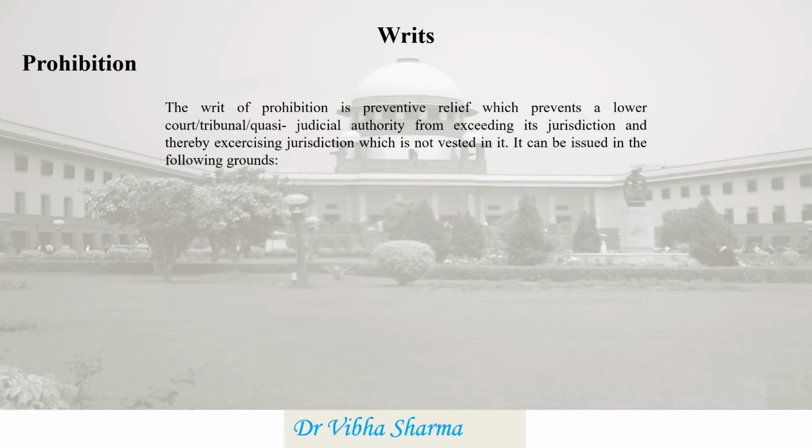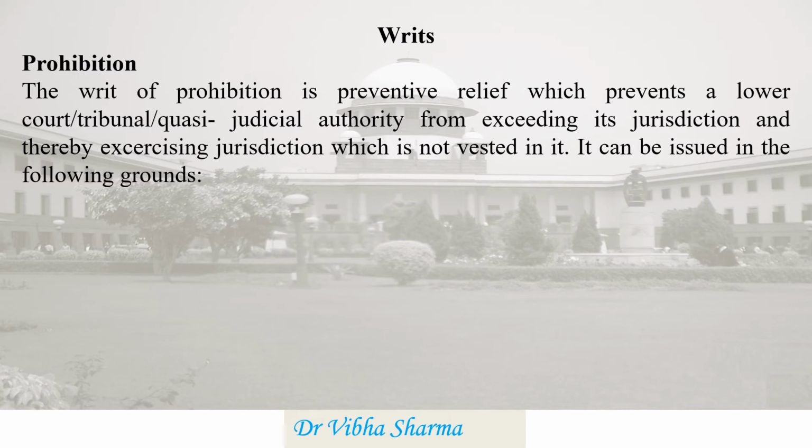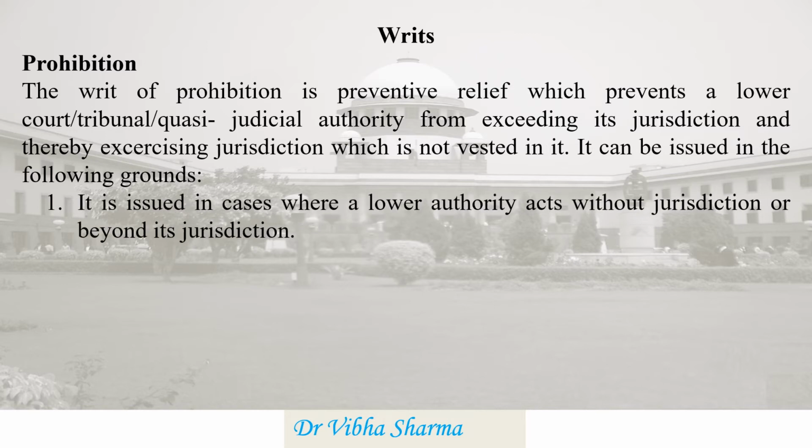The third writ is the writ of prohibition. The writ of prohibition is preventive relief which prevents a lower court or a tribunal or a quasi-judicial authority from exceeding its jurisdiction and thereby exercising jurisdiction which is not vested in it. It can be issued on the following grounds.